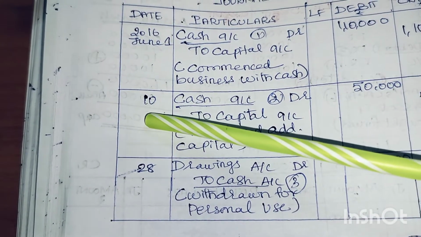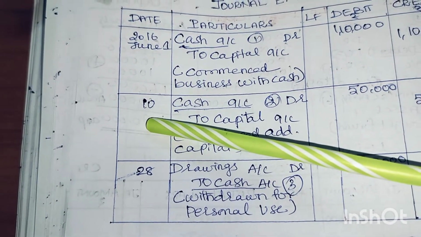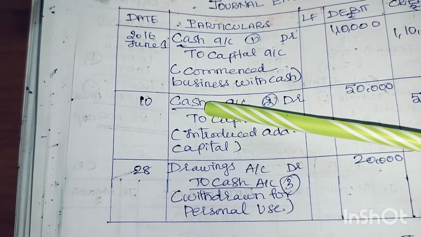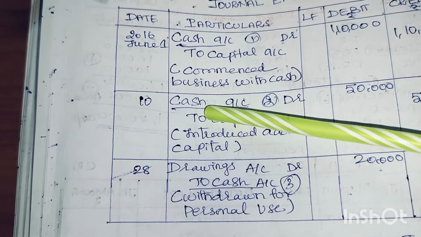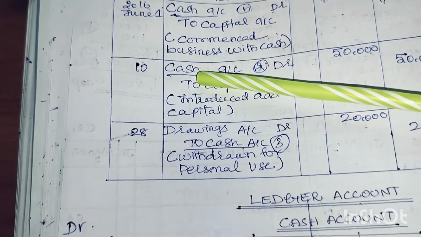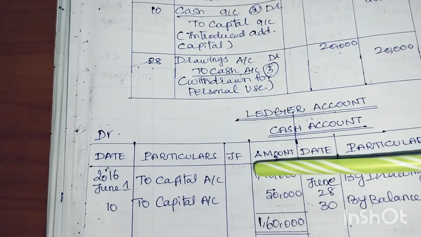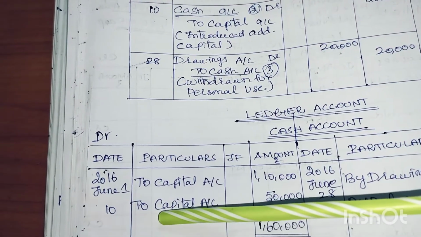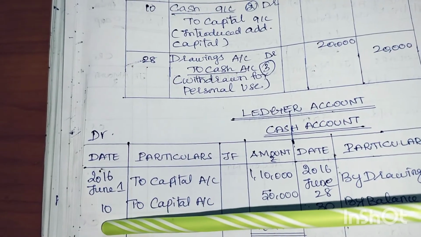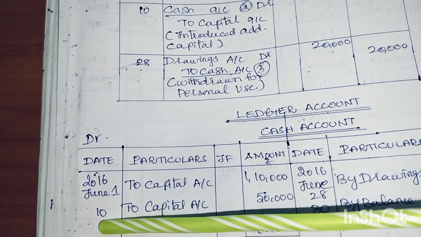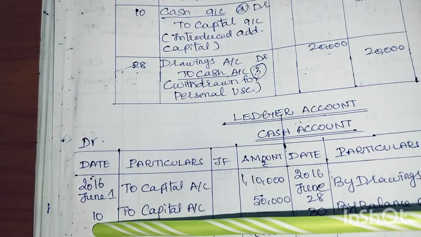Then when did the next cash transaction occur? It is on June 10. Then on which side is the cash account? Cash account is on debit side. So on ledger under the cash account we go to debit side, and in the date column we enter the date 10.